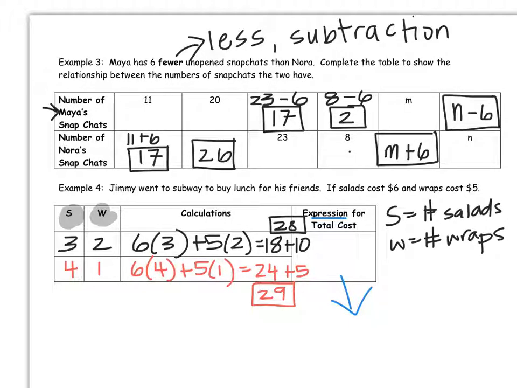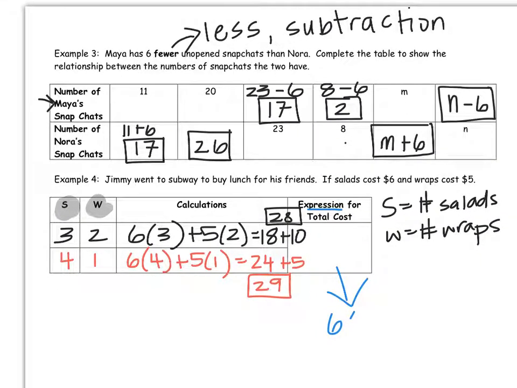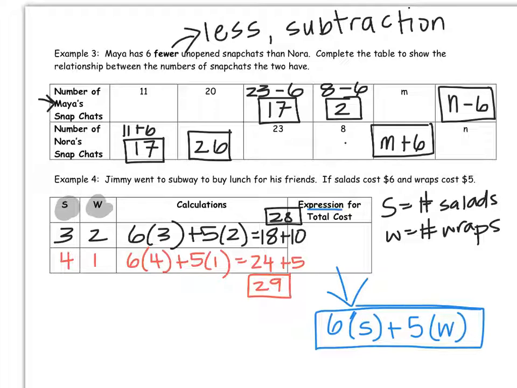So when I write my expression, I'm going to write it like this. 6 and then a parenthesis. And we'll talk about what's going to go in the parenthesis in a second. Plus, the other thing they have in common, remember, is that 5 and then a parenthesis. Now, what should go in those parentheses? What should go in those parentheses is how many salads, which we know is S, and the other one is how many wraps, and we know that's W. And this is our final expression. And that means that we can plug in any number for S or W to figure out how much money Jimmy spent.